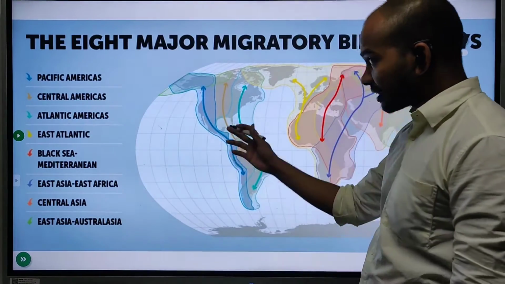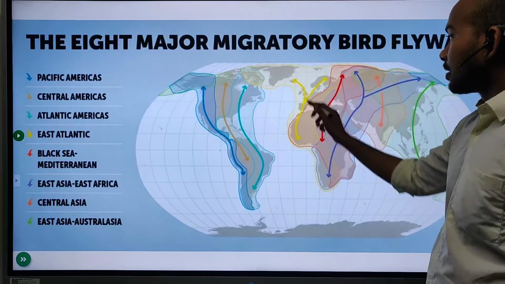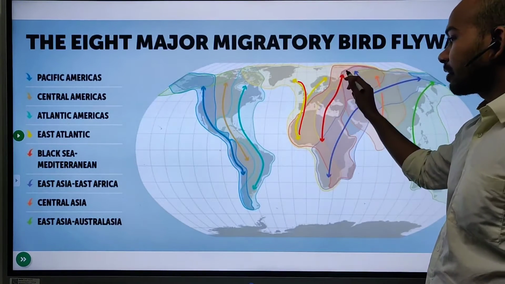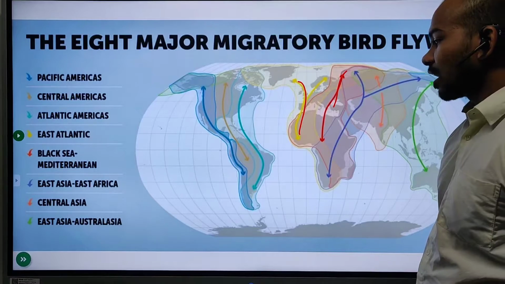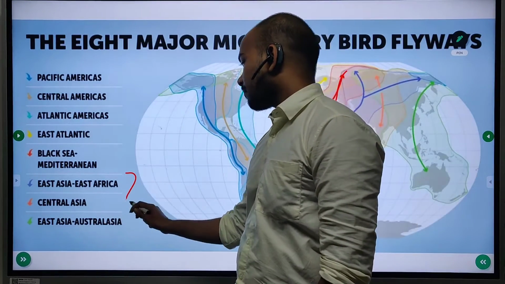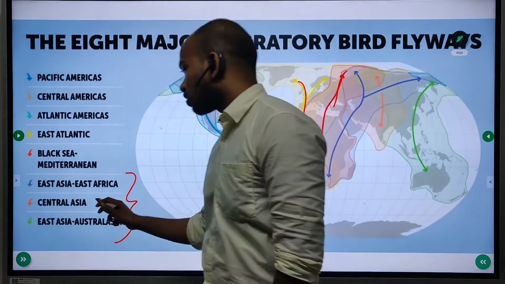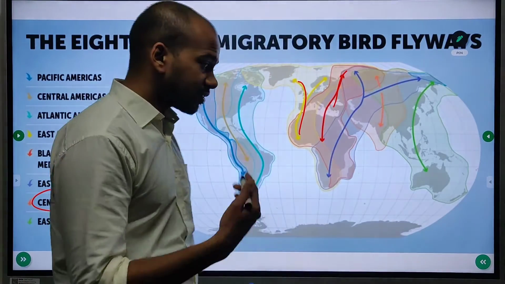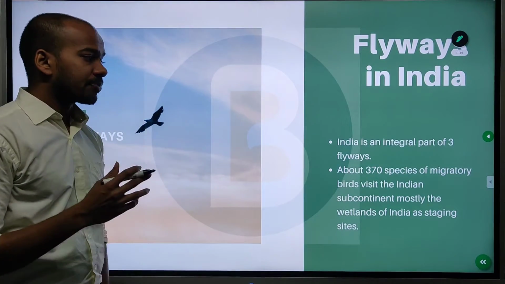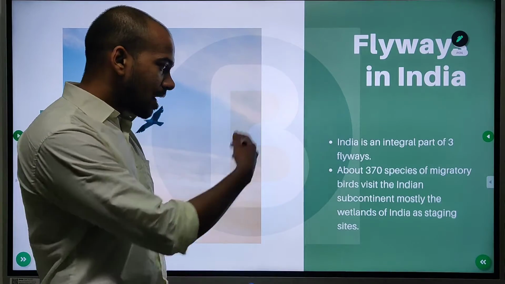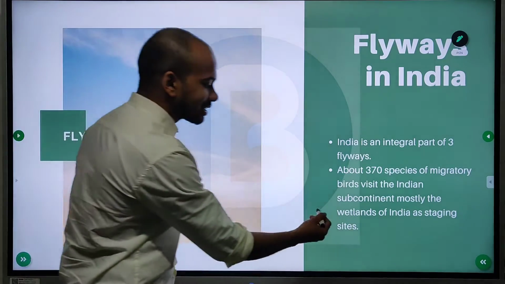You can see in the map: Pacific Americas, Central Americas, Atlantic Americas, East Atlantic, this one here, and Black Sea Mediterranean, East Asia, East Africa, Central Asia, and East Asia, Australia. India is involved in the last 3 of them, and Central Asian is the most important of all of them. And the Central Asian Flyway has surfaced in newspapers multiple times. So, India is an integral part of the 3 flyways which I have told you about, and about 370 species of migratory birds visit the Indian subcontinent, mostly the wetlands of India as staging sites.